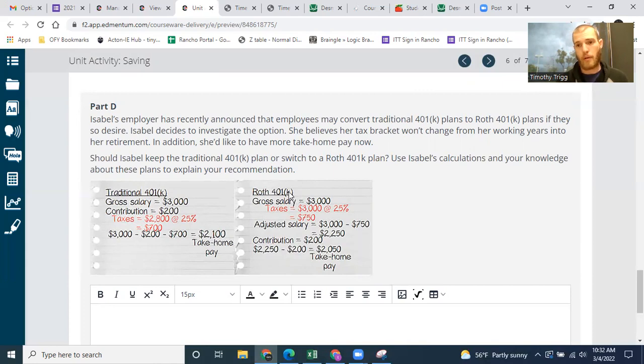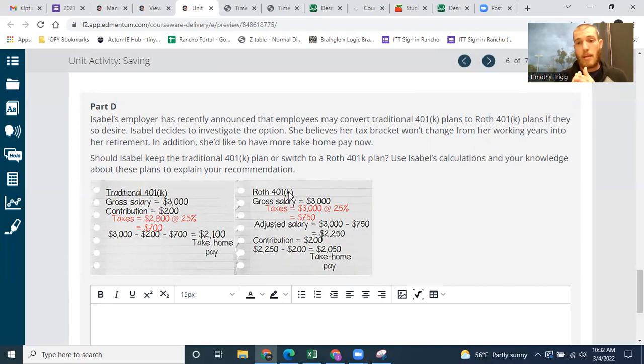With a Roth 401k, you pay the tax up front, but all those capital gains that you get over time, you don't have to pay taxes on any of that. So if you're in a higher tax bracket later on and the amount of gains is huge, you definitely want to go with a Roth.